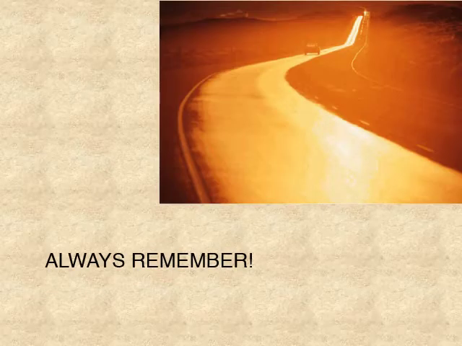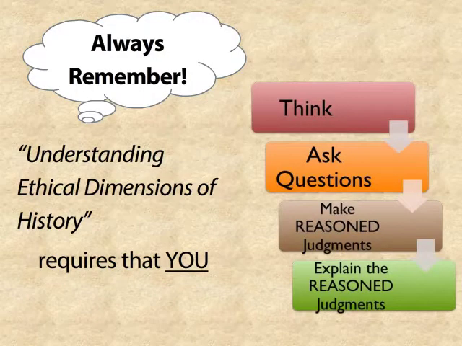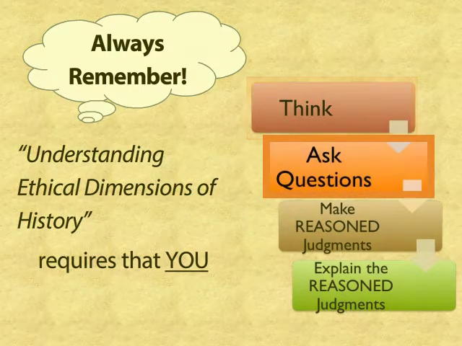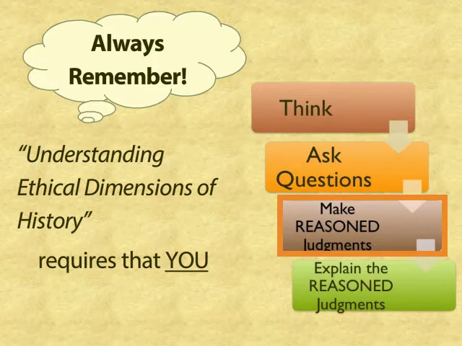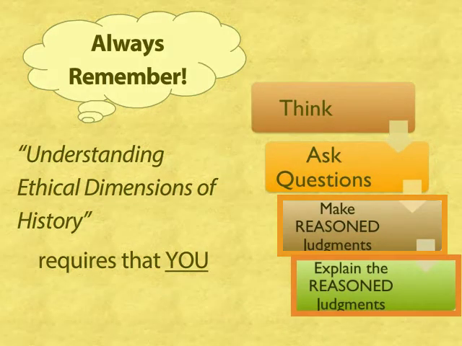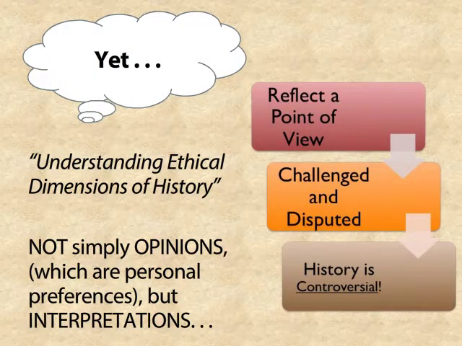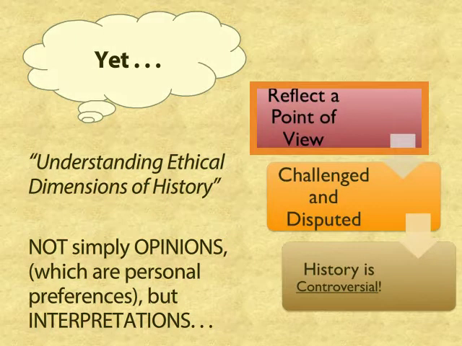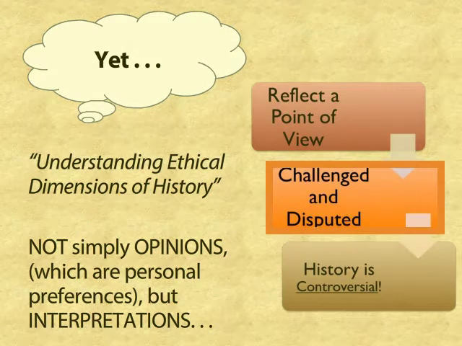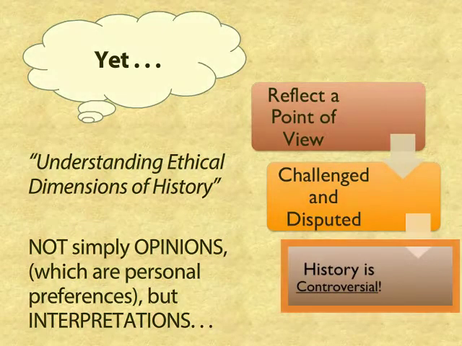This section offers a concluding mantra. Always remember, history is not learning facts. Historical thinking, in this case understanding the ethical dimensions of history, requires that you think, that you ask questions, that you make judgments that require reasoning, and that you explain those judgments. Yet historical thinking is not simply issuing opinions, which are personal preferences, but historical thinking leads to interpretations. Interpretations that reflect a point of view that can be challenged and disputed. History is controversial.